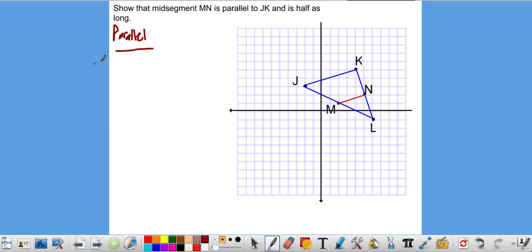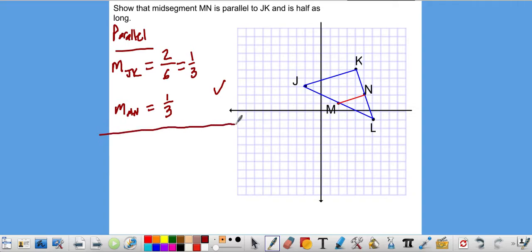To show that it's parallel, the slope of JK, remember slope we label with an m, and I'm just labeling this as JK, rise over run, so from J to K we go up 2 and over 1, 2, 3, 4, 5, 6. That obviously simplifies to 1/3. The slope of MN, rise and run, we're going up 1 over 3. Obviously those two things are equal, so we're good.